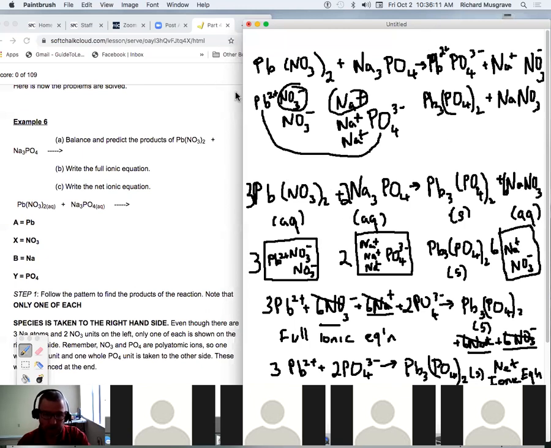Okay, thank you. If I want to come up with the sum of coefficients for the full ionic equation, it would be 3 plus 6 plus 6 plus 2, which would be 17, 18 for the Pb3(PO4)2, and then plus 6 plus 6. So that would be 30, the sum of coefficients. For the net, it would be 3 plus 2 plus 1, which is 6.